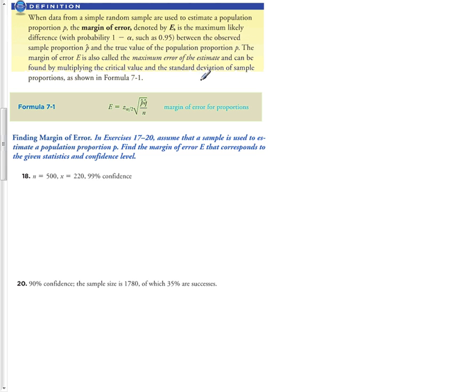All right, the first thing we have to know is how to find p hat. P hat is equal to x over n. That's a formula that we're going to have to use throughout this section. And remember, alpha is equal to 1 minus the confidence level. And I think that's all we need to be able to do this problem.